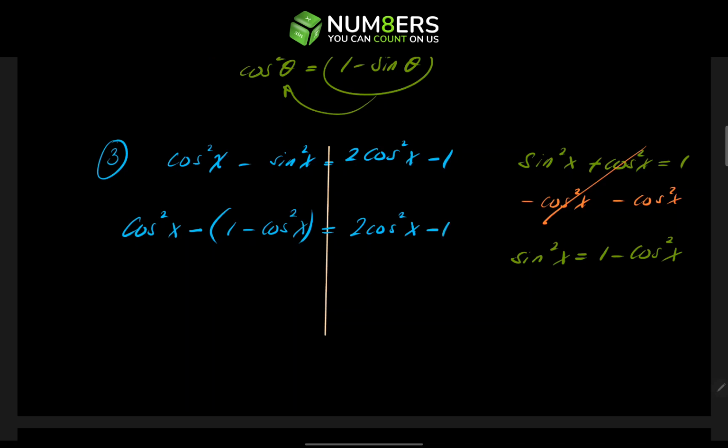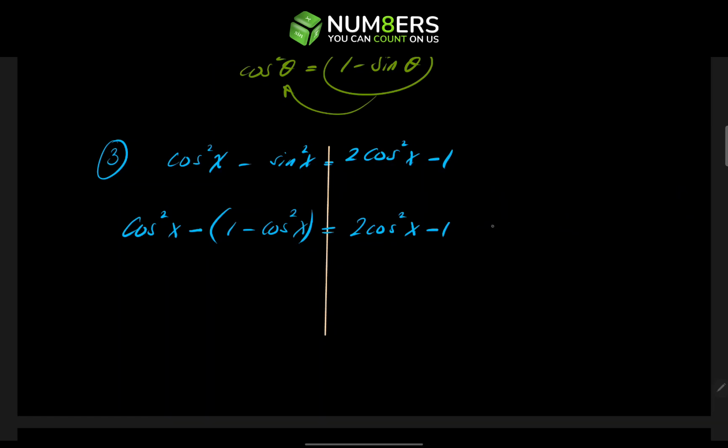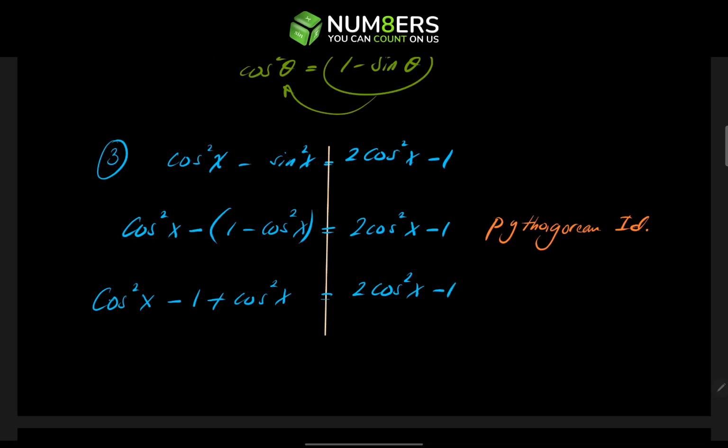Here we use the Pythagorean identity. So let's get rid of this here and write Pythagorean identity for this step right here. Now we're going to expand the negative in here. Negative 1 times 1 and negative 1 times negative cosine squared x. So we have cosine squared x minus 1 minus negative cosine, so plus cosine squared x is equal to 2 cosine squared x minus 1. Here we just expanded, so this is a property of algebra.